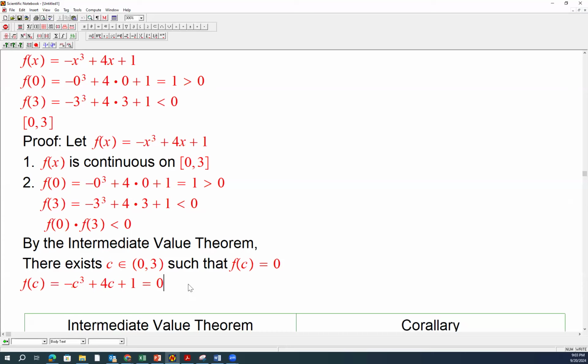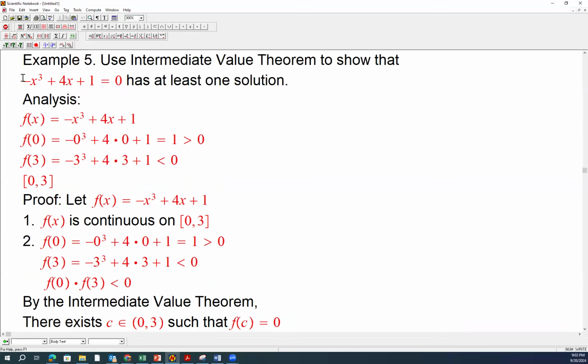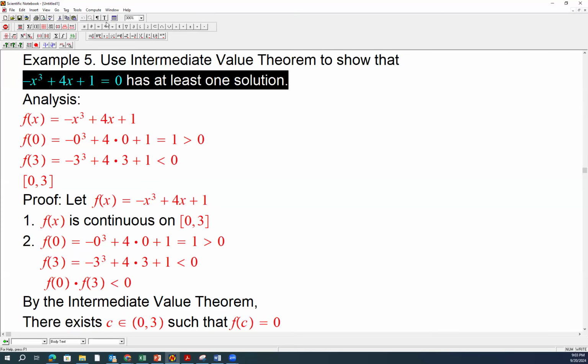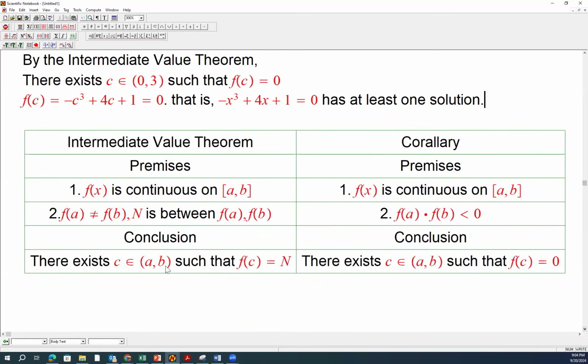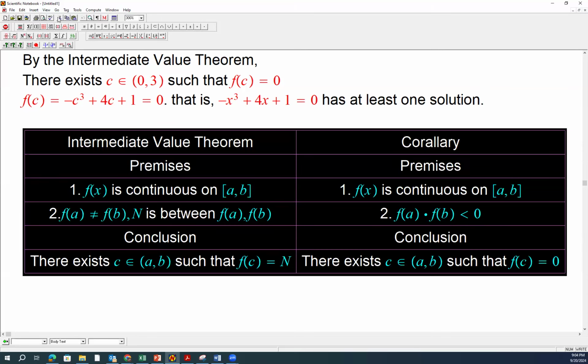That's it, right? If you'd like to be more elegant, you can say, i.e., the equation has at least one solution, as is stated in the question itself. Okay, there's no necessity to draw the picture, but if you draw the picture, actually I drew the picture to share with you.